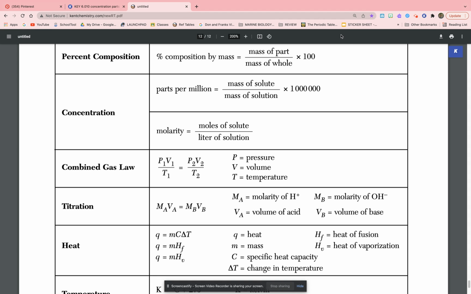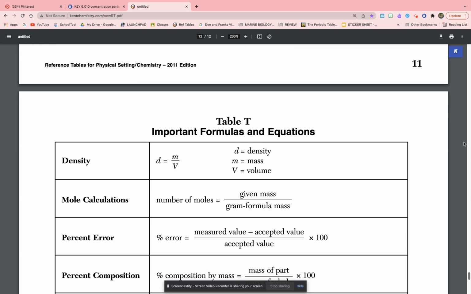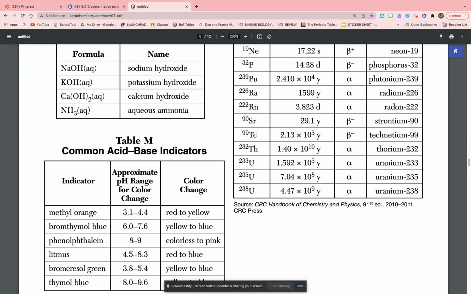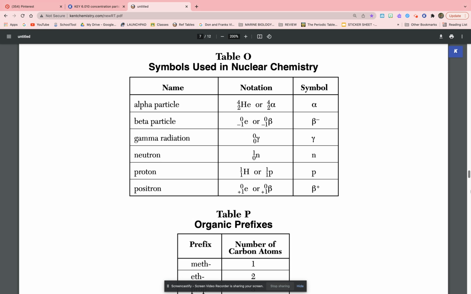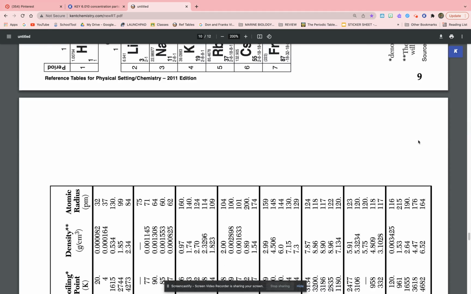So let's see, how do I scroll with this mouse? There we go. Well, I'm scrolling the wrong way. So let's go to Table T. All right, that's better.